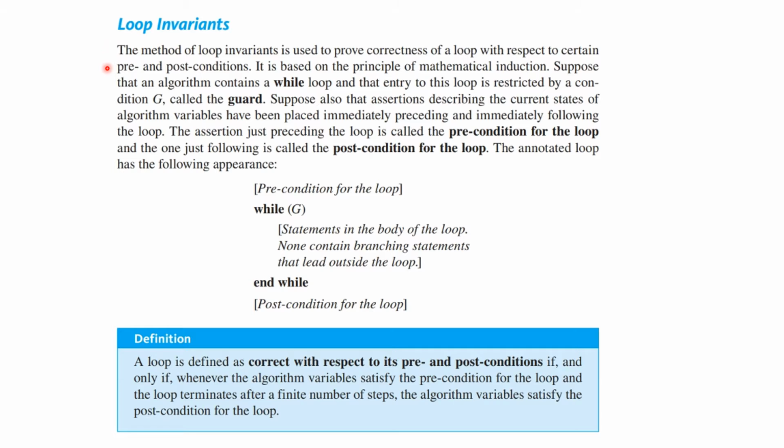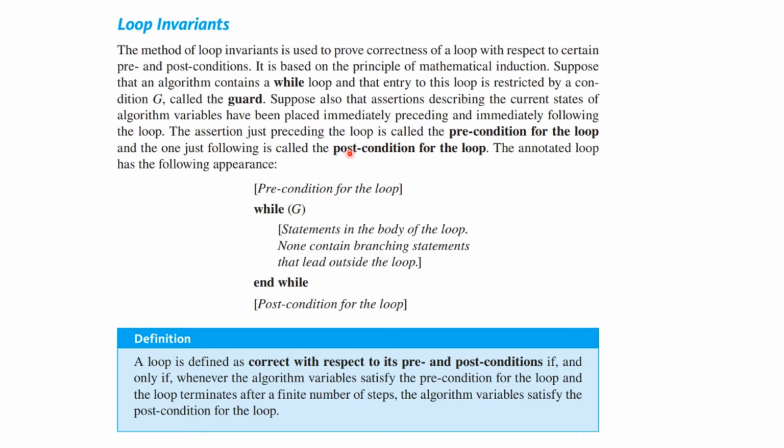Now we're going to talk a little bit about one important component of doing this. It's called a loop invariant. The method of loop invariants is used to prove the correctness of a loop with respect to pre- and postconditions. It is based on the principle of math induction, which we have studied. So suppose that an algorithm contains a while loop, and the entry in this loop is restricted by a condition G called a guard. Suppose also that the assertions describing the current states of the algorithm variables have been placed immediately preceding and following the loop.